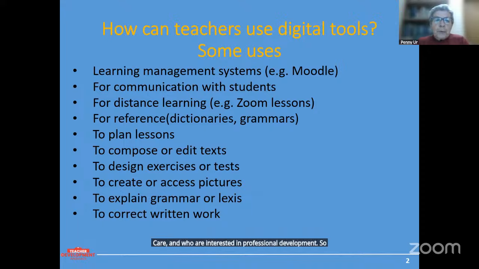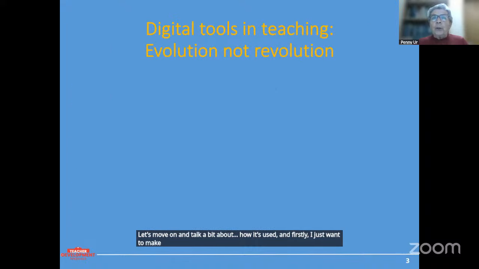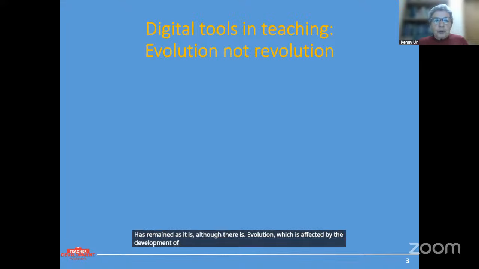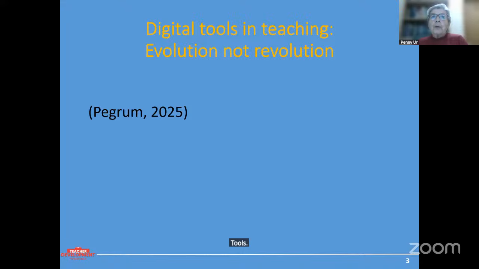So let's move on and talk a bit about how it's used. Firstly, I just want to make a preliminary comment: digital tools in teaching, and particularly AI, we need to see not as a revolution. Popularly people say, oh, it's going to revolutionize teaching. I don't think it has revolutionized teaching. I think teaching basically has remained as it is, although there is evolution which is affected by the development of tools.